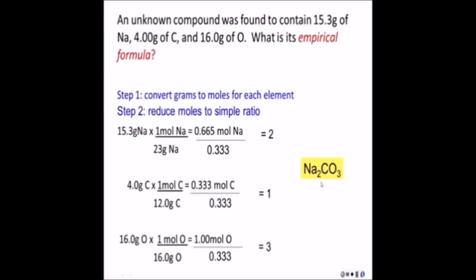Now, sometimes you don't get all whole numbers like this, and I'll show you in class what we do when we come up with maybe 2.5 to 1 to 3. What do we do then? So don't worry about that for now.